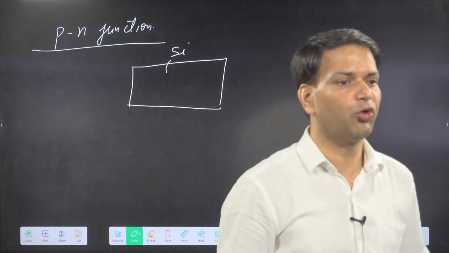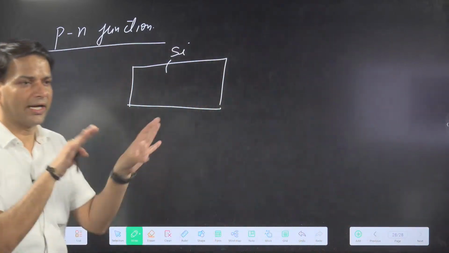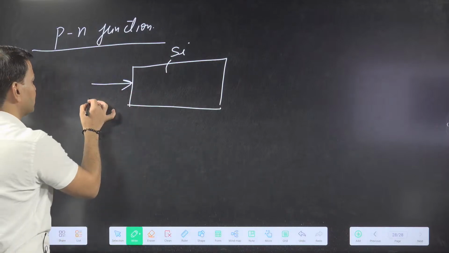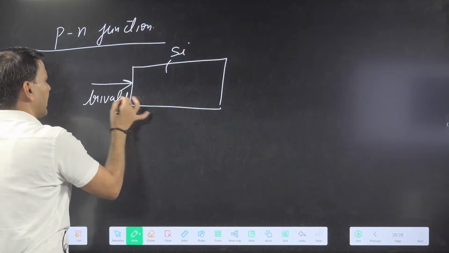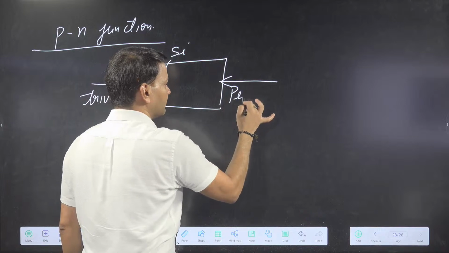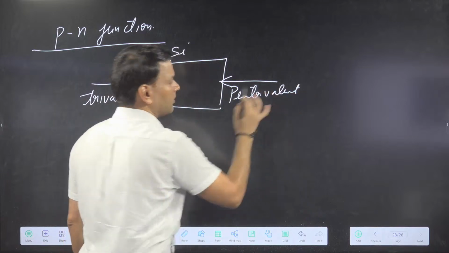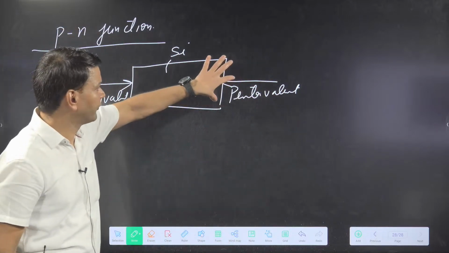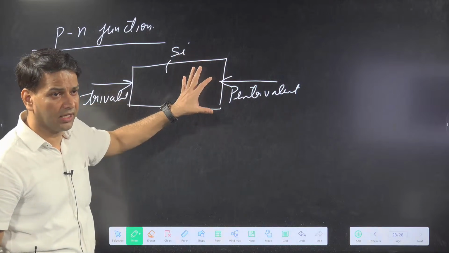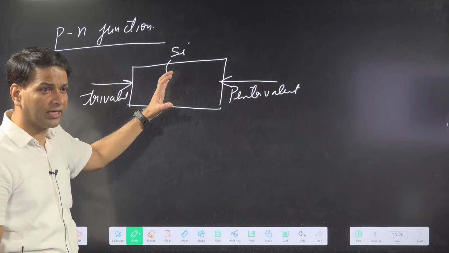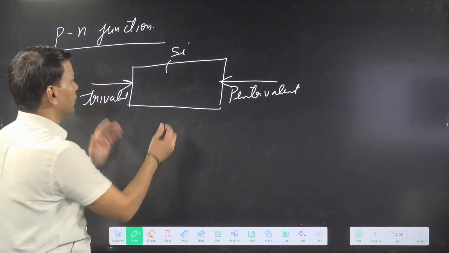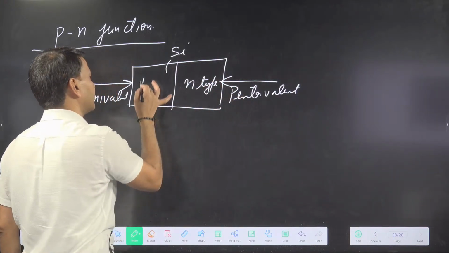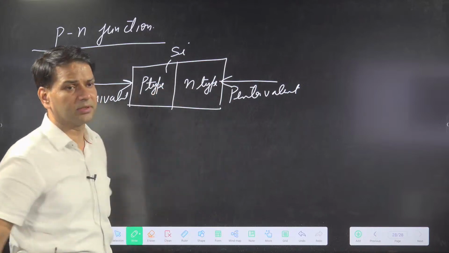So if we want to make the PN junction, with one side P and one side N, what we do is, suppose I have intrinsic silicon, from one side I will diffuse trivalent atom, and from the other side I will diffuse pentavalent atom. Where I am diffusing the pentavalent atom, that side will make the N type, and where I am diffusing the trivalent atom, it will make the P type. Due to the diffusion, it will develop the PN junction.